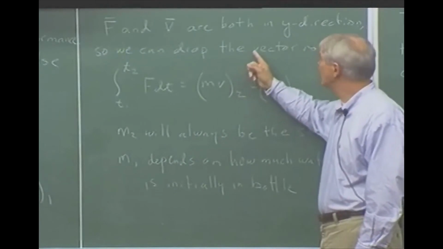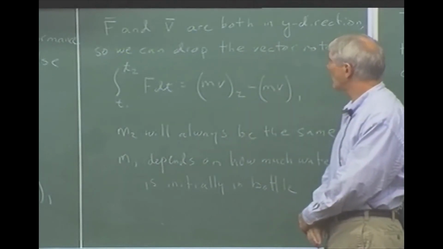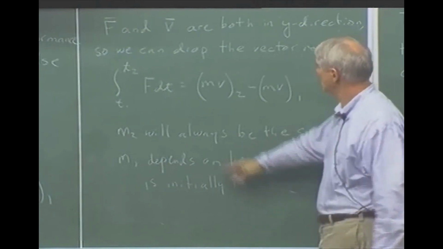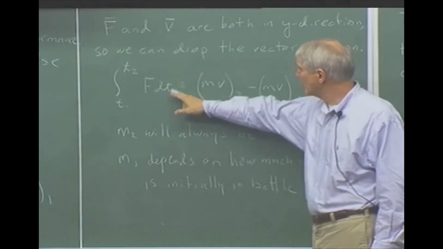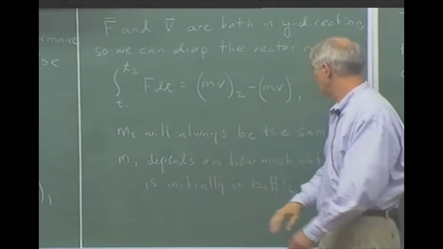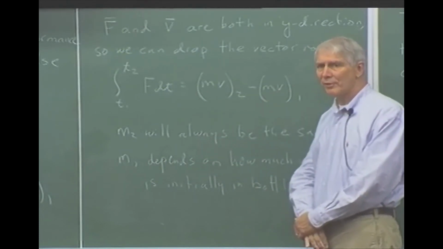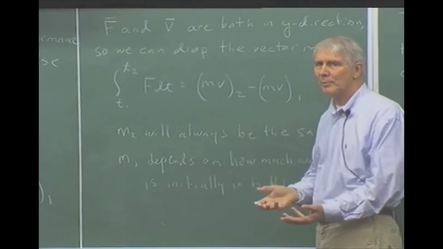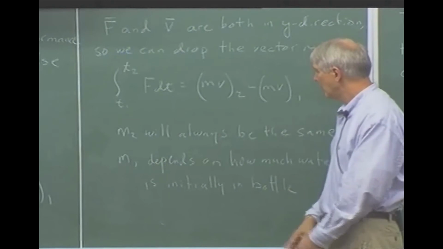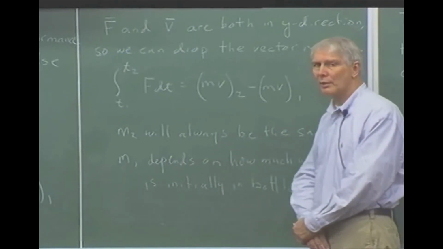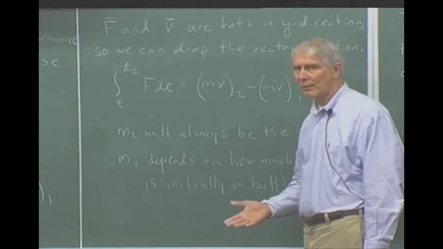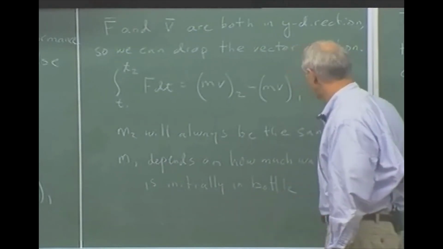F and v are both in the y direction, so we can drop the vector notation. So we take our integration here. We have F dt equals mv2 minus mv1. m2 will always be the same. That's the final mass. The final mass will just be the mass of the bottle. All the water has gone out, so it will be the same in all cases. M1 is going to depend on how much water is initially in the bottle, so it depends on how high you fill it up.